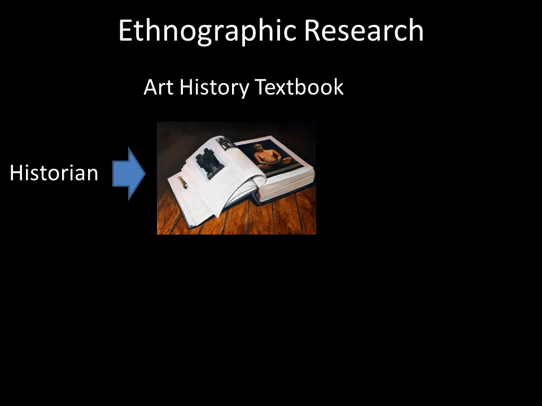In this example, if you want to be a good art historian, and you're just a student or a professional, you can get a vicarious understanding of a work or artist by going into an art history textbook.